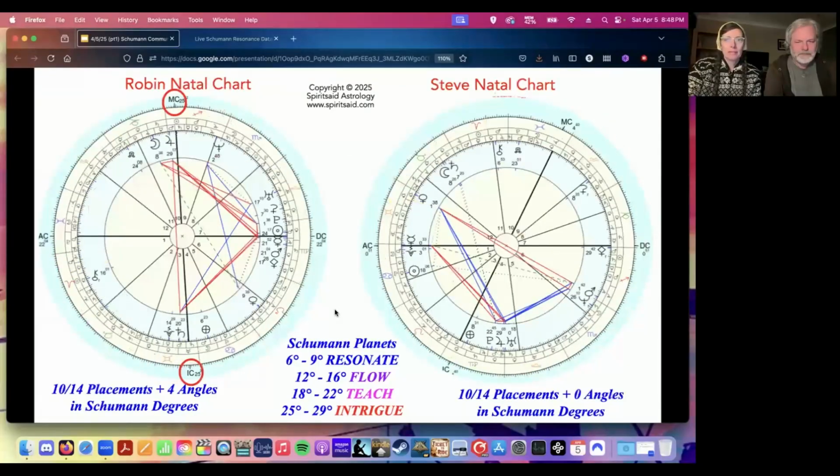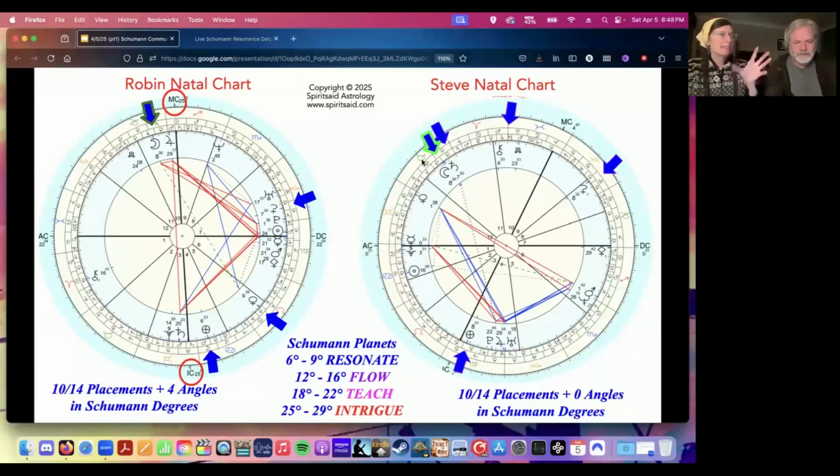This is Steve and me. We did me on the left, but I wanted to point out a little subtlety here. So you're familiar, I had my moon at my Schumann resonance. And Steve's moon is also at 8 degrees, so his is also a Schumann planet as well. But there's a subtle difference.